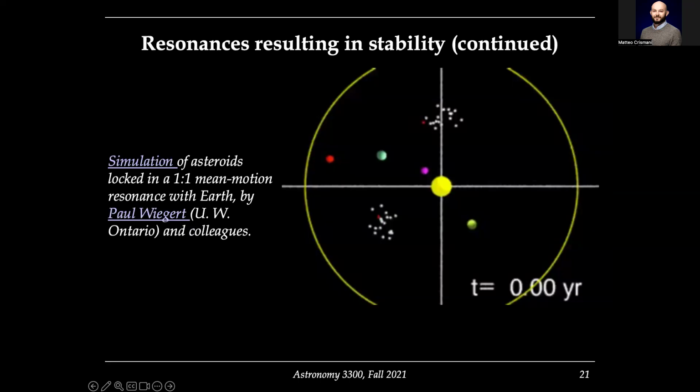Right? Now we can watch this again. Here I'm going to show you the asteroids that are in a 1-1 resonance with the Earth. So this is the Earth in blue. Here are your 1-1s. Okay?